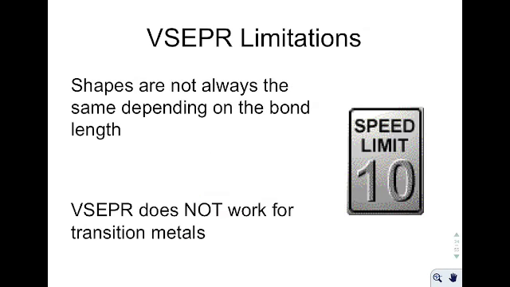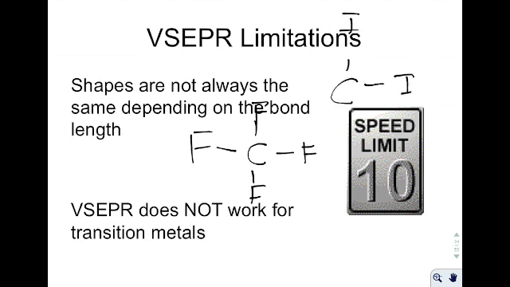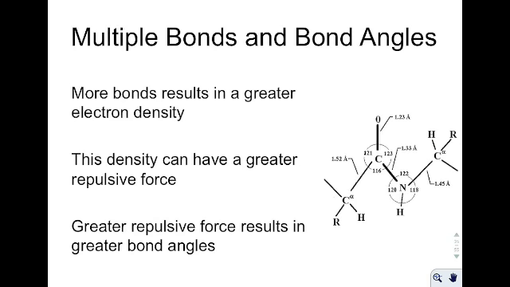Although VSEPR is very useful in predicting the shape of molecules, there are some limitations to VSEPR. First of all, the shapes are not always the same depending on the bond length. If you were to look at the shape of a carbon bonded to 4 fluorines, the shape would be predicted to be tetrahedral, and it'd be pretty accurate, pretty close to that. But if you were to compare that to something that's combined with iodine, the bond angles are going to be slightly different because the iodines are so much larger than the fluorines. Because they're physically different in shape, you can't always use it to predict the exact angles, but you can use them to get a pretty good idea. Also, VSEPR doesn't work for transition metals.